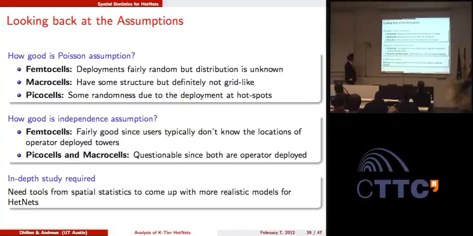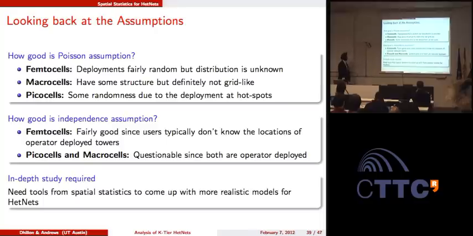So far we have assumed that all the classes of base stations are deployed independent of each other. Again, it works really well in femtocells because suppose I am a user, I don't have information about where the access point is. I will put a femtocell at my home. So the deployment of femtocells is going to be independent of the other tiers. And in picocells and macrocells, again, it is questionable because both are being operator deployed. So there is certain relation in those processes. So this shows that we do need some in-depth study.